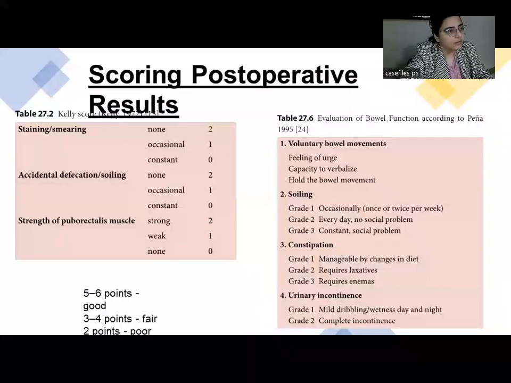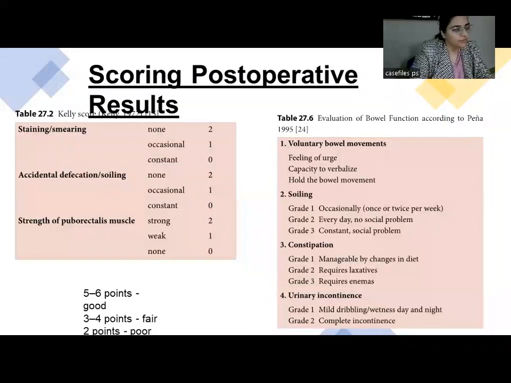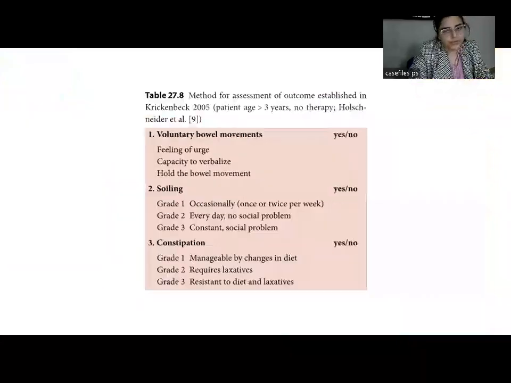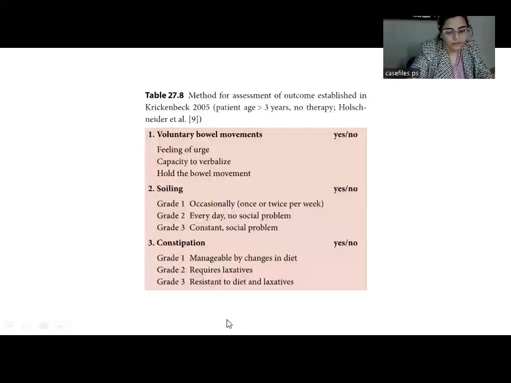Similarly, urinary continence has been taken into account, that is whether the child is having complete incontinence versus certain episodes of mild dribbling or intermittent episodes of wetness in the day or during the night. The third important scoring system is the Krickenbeck scoring system described in 2005. It's similar to the Pena scoring system. Again, they have taken into consideration voluntary bowel movements, soiling, and constipation. However, they've not taken into account urinary incontinence in this system.